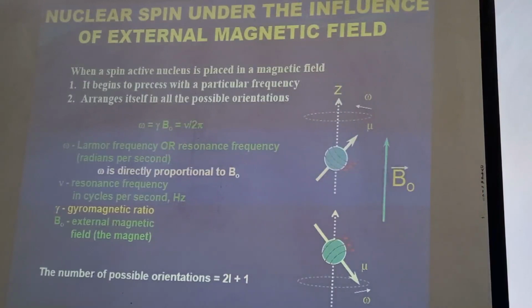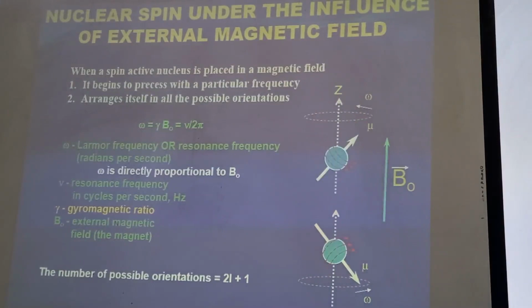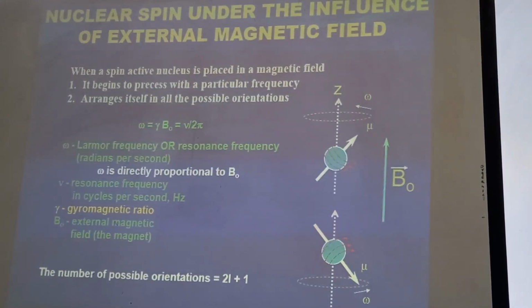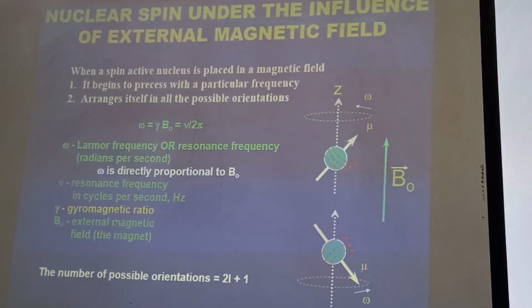So it's a wobbling movement which we call precession, and this happens with a particular frequency which we write as omega, that is the Larmor frequency or precessional frequency or resonance frequency, in radians per second, which is equal to gamma B0. Gamma again is the magnetogyric ratio. So if you are talking about a particular nucleus and its Larmor frequency under certain conditions of magnetic field strength, you have to take this gyromagnetic ratio as a constant.